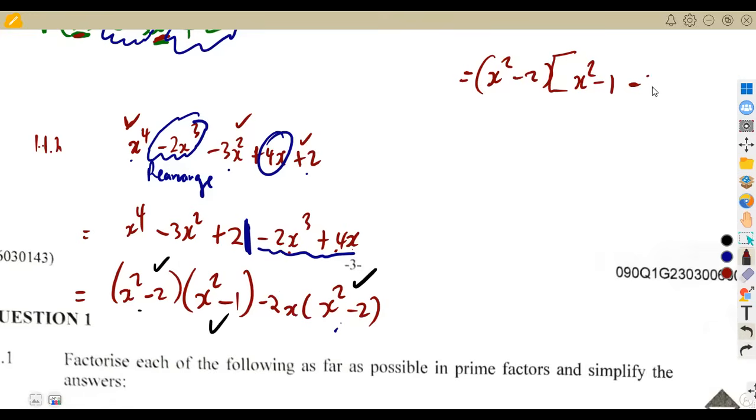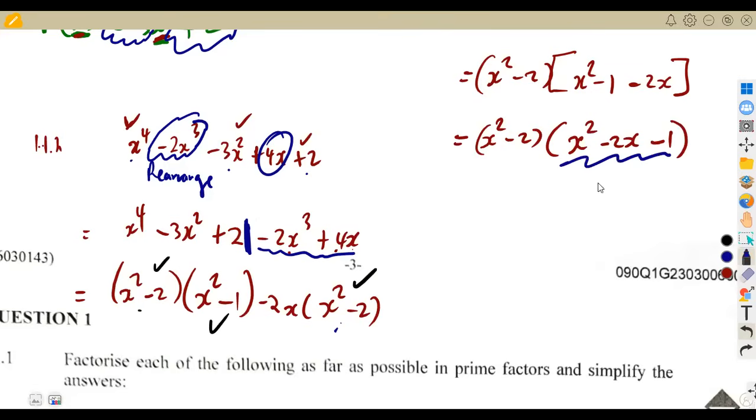So we are going to remain with the negative 2x like this. So that means we've got a bracket of x squared minus 2. And here we're going to have x squared minus 2x minus 1. All right. So that is what we're going to have. And as you can see, it's a quadratic expression, this one that we're getting.